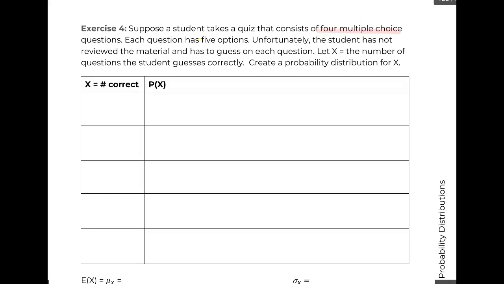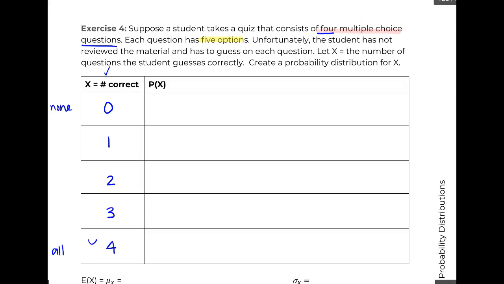Each of those questions has 5 options. Unfortunately, our student has not reviewed the material and has to guess on each question. So x is going to be the number of questions the student guesses correctly. The first thing we had to do is figure out what our x's are, right? How many questions could the person get correct? That's part 1. If there are 4 questions, we're going to go from none up to all, as always. So we get 0, 1, 2, 3, or 4 of them correct.